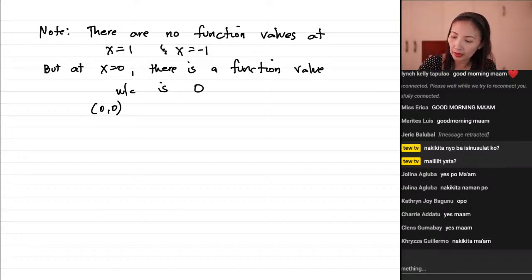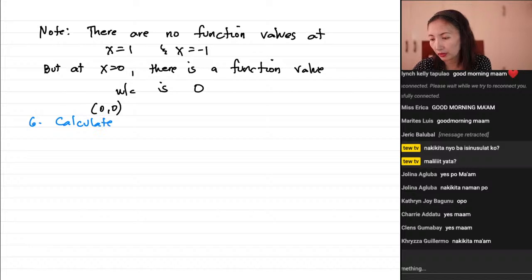We now proceed to step number 6. Calculate the second derivative. We now take the second derivative and check whether the graph will be concave up or down at which particular intervals. So, calculate f double prime of x.